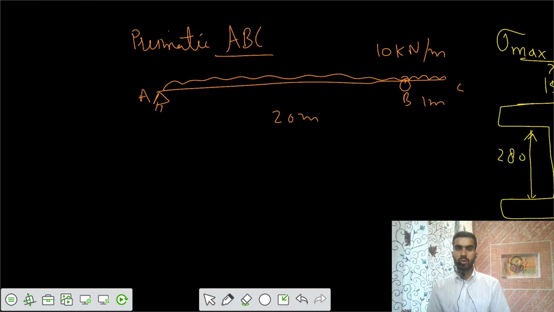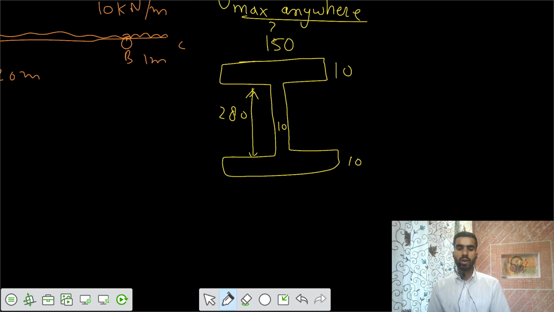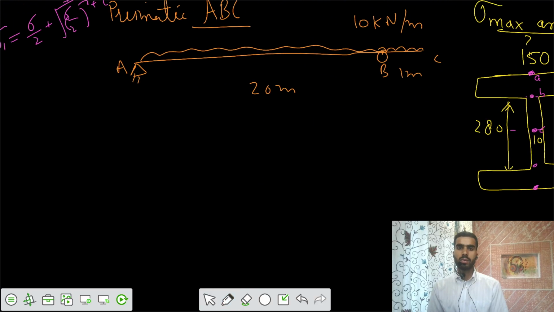We need to get sigma, that is sigma by 2 plus the square root of (sigma by 2) whole square plus tau square. So you need to find the shear stress tau at the different points. We know that for the I section we have critical points A, B, C, D, E. But if the section is symmetric, we calculate for A, B, and C only. That's at the neutral axis, at the junction in the web, and at the point A.